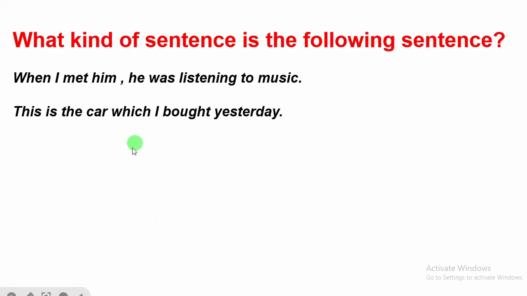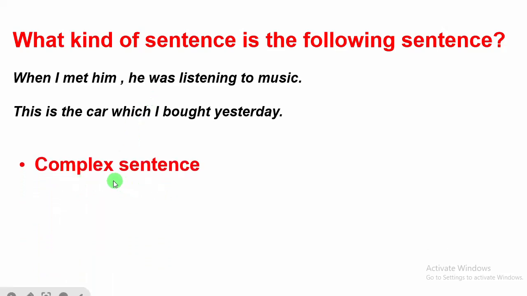Okay, when I met him, he was listening to music. That's the first sentence. The second sentence, this is the car which I bought yesterday. Are these sentences simple sentences, compound sentences, or complex sentences? Let's see. These are classified as complex sentences.